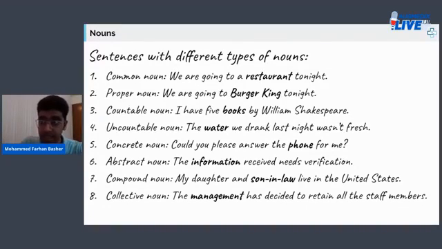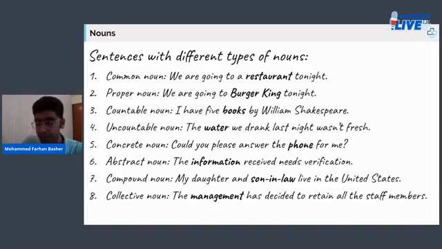However, in the very second sentence, this time, you're not saying restaurant, but you're naming the very restaurant that you're going to tonight. So you say, we are going to Burger King tonight. When you say Burger King, definitely you mean Burger King, which is of course a proper noun because it's the specific name of the restaurant that you're going to.